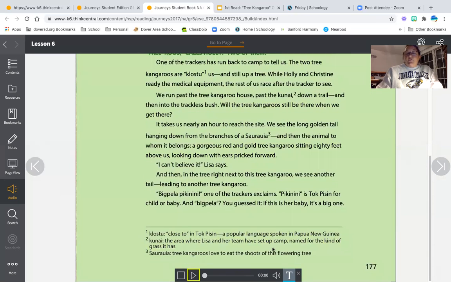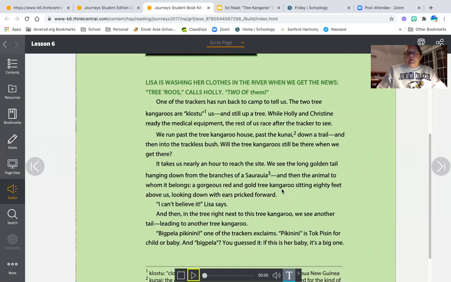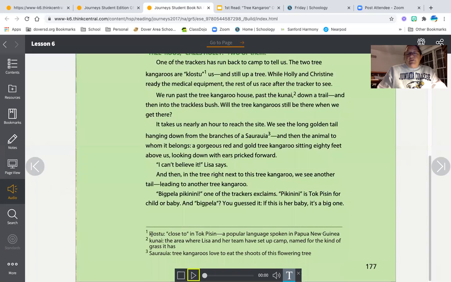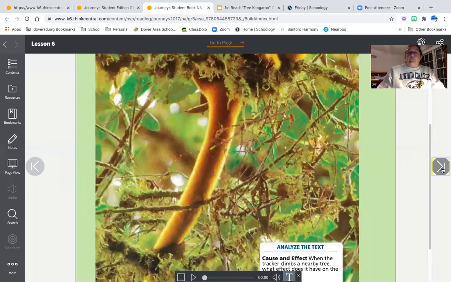So you see there's a footnote here, and you will see some of that throughout the text where it tells you what the native language means. Whenever you see these little numbers next to a word, it's telling you to go down to the bottom of your page to see what it means. Okay. I didn't hear anything about one of the guides barking, so I think we'll have to go on to the next page to do the next cause and effect.